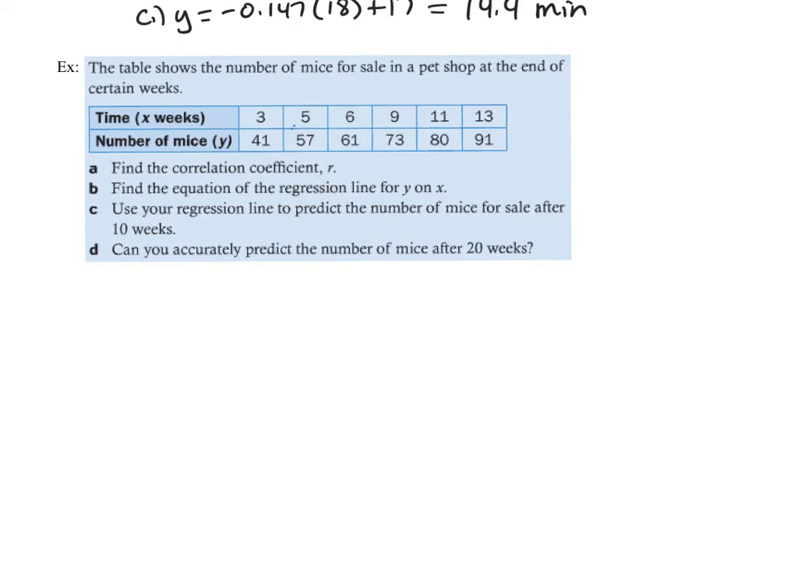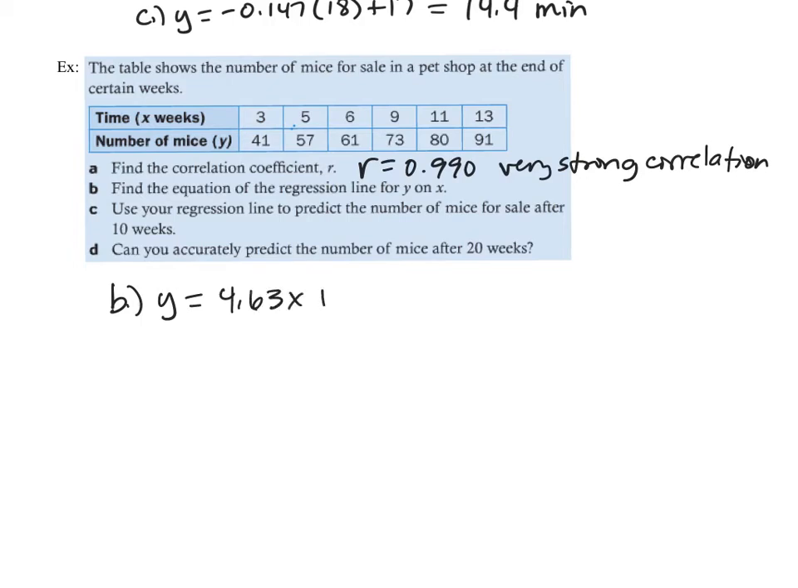If you follow the steps up here in your notes, the calculator will find that for us. That correlation coefficient turns out to be, r is 0.990. So that's a very strong positive correlation. Since there's a strong correlation, the regression line can be used for predictions. So let's go ahead and find that regression line. The calculator will give you m and b, and you'll write down the equation. It turns out to be y equals 4.63x plus 30.9.